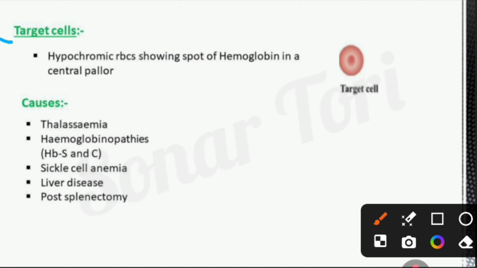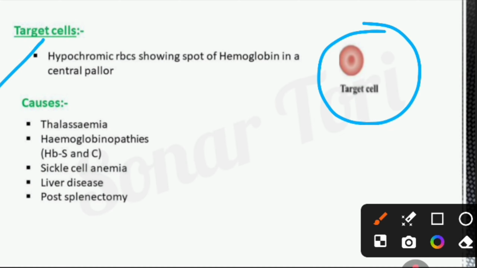Target cells. These are also a type of poikilocytosis, where our red blood cells become hypochromic, where the color of the central area of the red blood cell decreases. So in the center of the hypochromic RBCs, a small spot appears, which is made up of hemoglobin and forms a target board-like structure. That's why it is called a target cell.